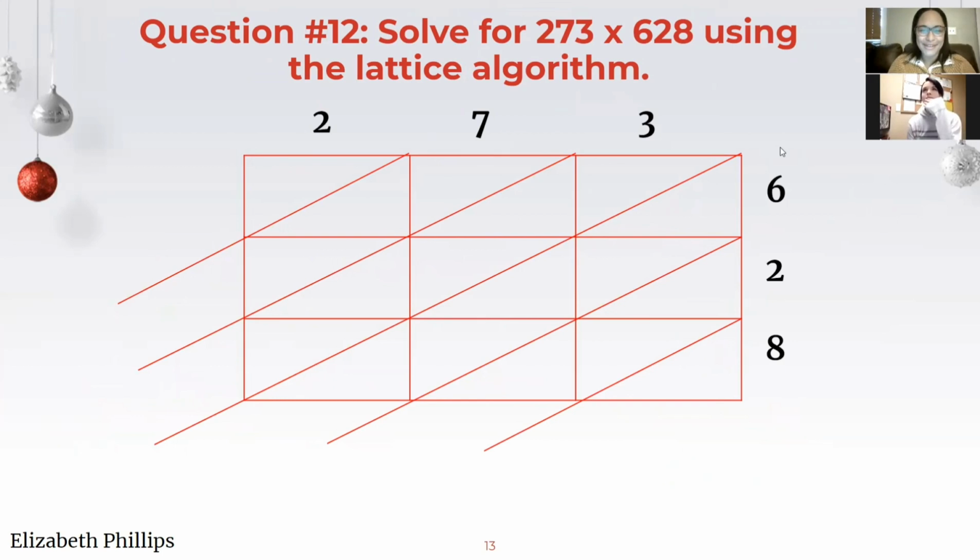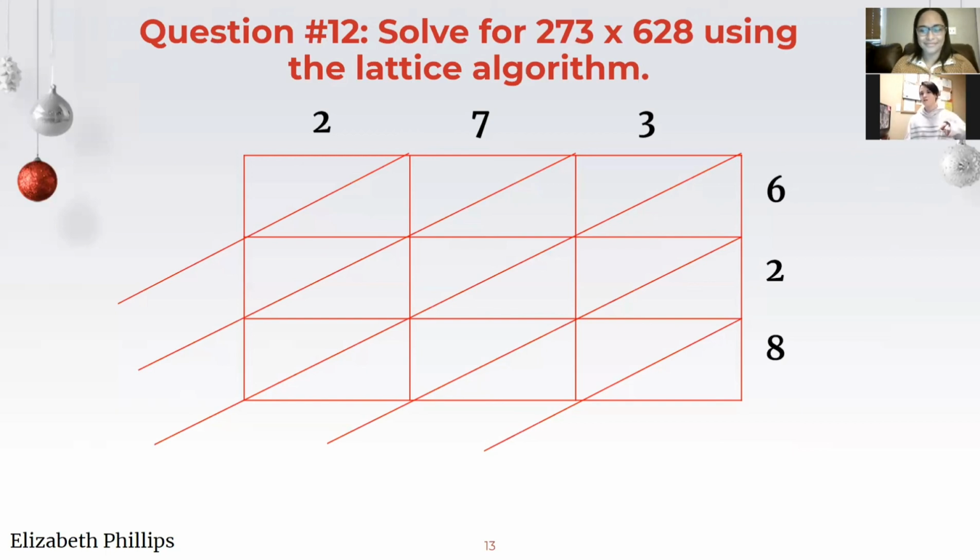Okay, so Elizabeth, solve for 273 times 628 using a lattice algorithm. Sorry. It's all good. If you'll notice below, we have our chart for our lattice algorithm. All we're going to want to do, and if you remember your multiplication tables, you'll know.